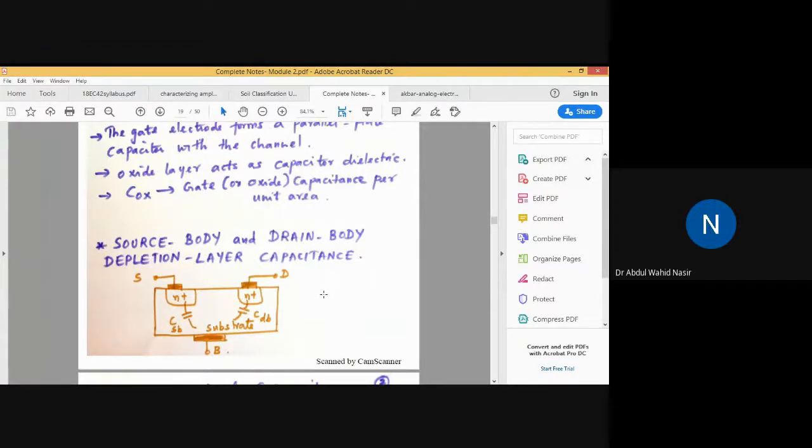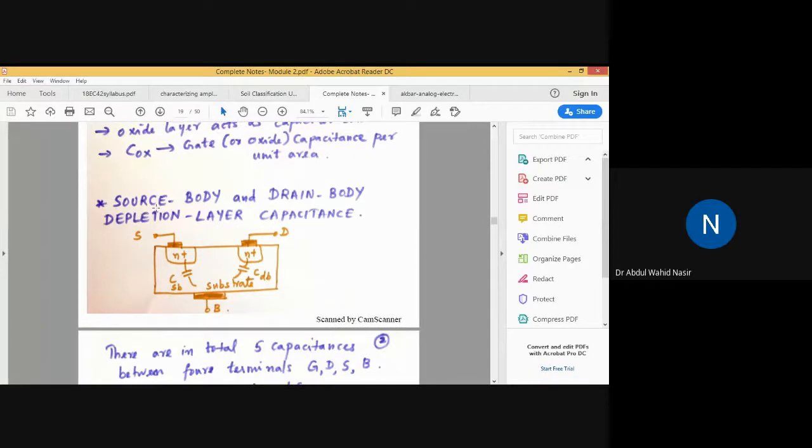Now the other thing is the source body and drain body depletion layer capacitance. As I told you, we have different terminals in the MOSFET: source, drain, gate, and body. In between them, there will be some internal capacitances. First we will see the source body capacitance and the drain body capacitance.